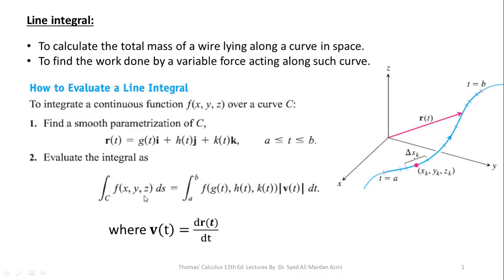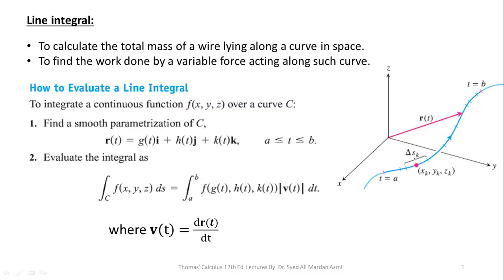So, to calculate the line integral, we follow three steps. In step 1, we take the smooth parameterization of the given curve, calculate its derivative, and then calculate the magnitude of that derivative. In step 2, we parameterize our given function. Then in step 3, we evaluate the integral.